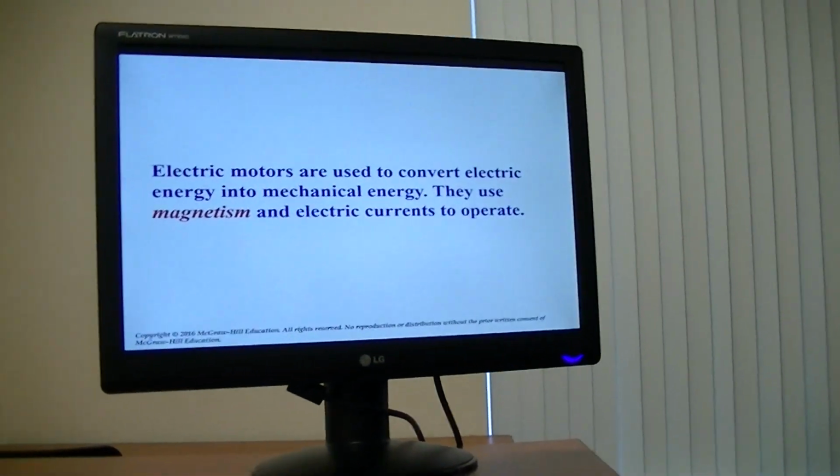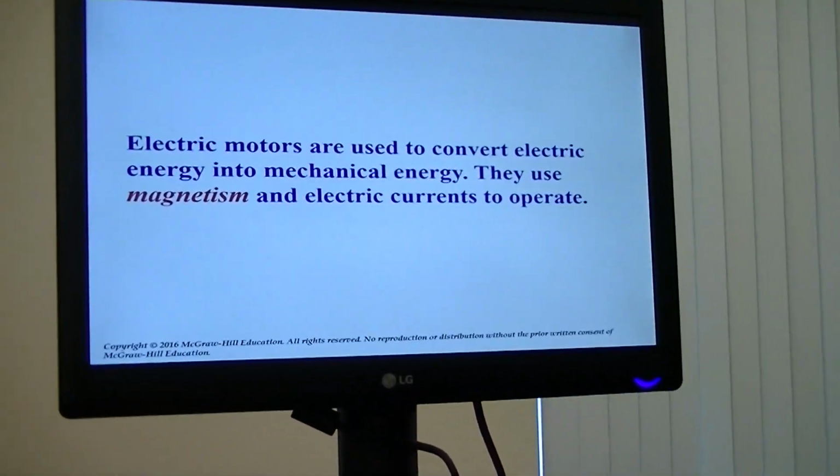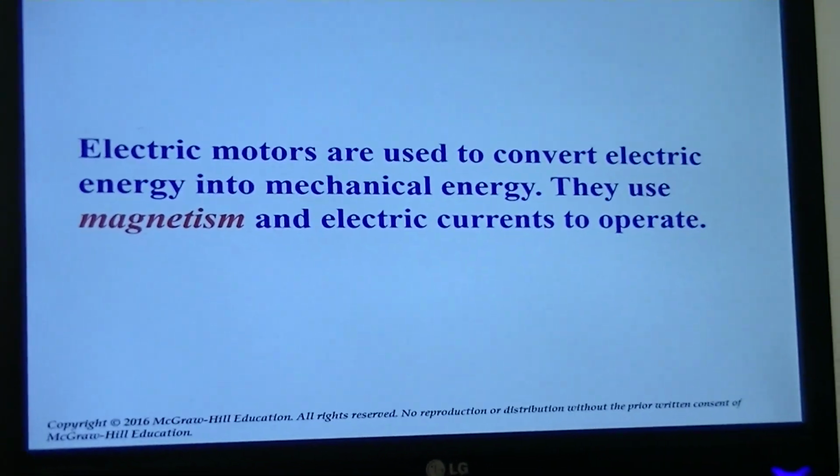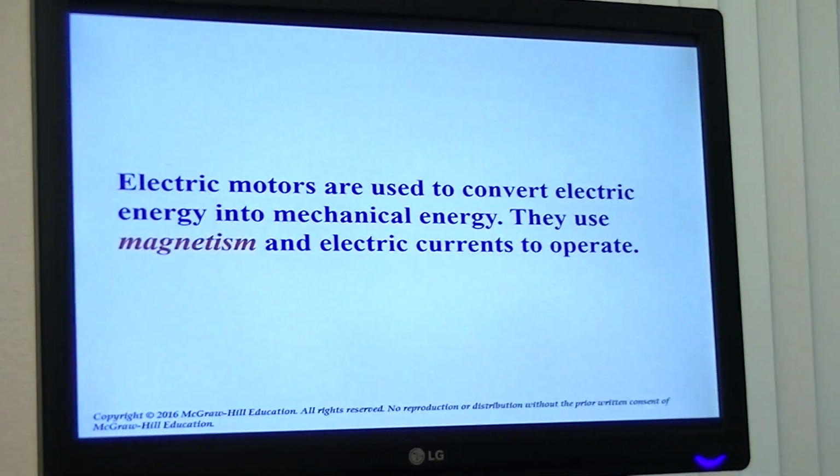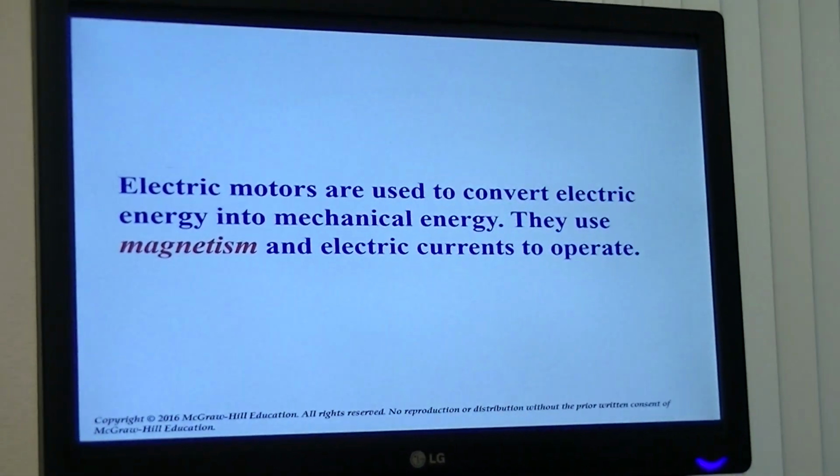Electric motors are used to convert electric energy to mechanical energy. Okay, that's the important concept. And when we're talking about efficiency, we're talking about how much mechanical energy you get out compared to the amount of electrical energy it takes. They use magnetism and electric currents to operate. Keep it focused on there, okay, for the most part.